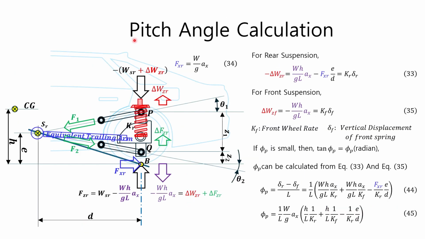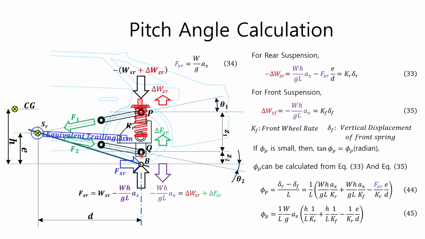Let's calculate the pitch angle during rear wheel braking. By determining the wheel displacement of the front and rear wheels, we can calculate the pitch angle phi-p when braking force is applied. The rear spring displacement was previously calculated using equation 33, and the front spring displacement could also be calculated from equation 35 using the previously determined vertical dynamic load of the front spring, delta WZF. In equation 35, Kf represents the front wheel rate and delta F represents the front spring displacement measured along the vertical line passing through the rear wheel center.